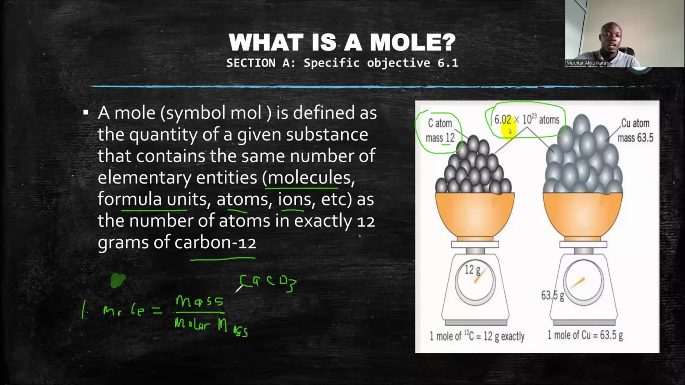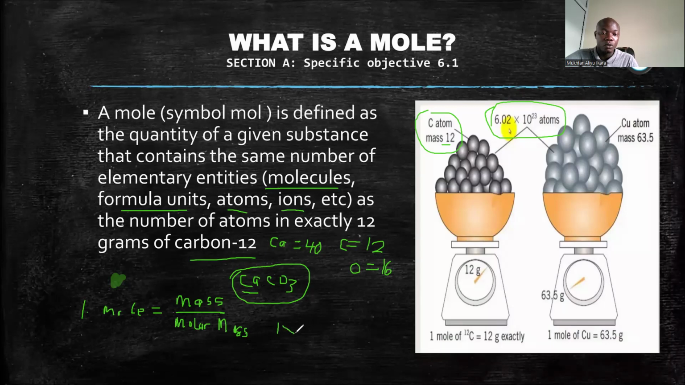Like now, for example, let's say we have calcium trioxocarbonate(IV). And now we want to calculate the molar mass of this calcium trioxocarbonate(IV). So each and every element has its own atomic mass. So calcium has an atomic mass of 40. Carbon has an atomic mass of 12, while oxygen has an atomic mass of 16. So if you now want to calculate the molar mass of calcium carbonate, what do we do first? Now we look at how many calcium we have. We have only 1 calcium.